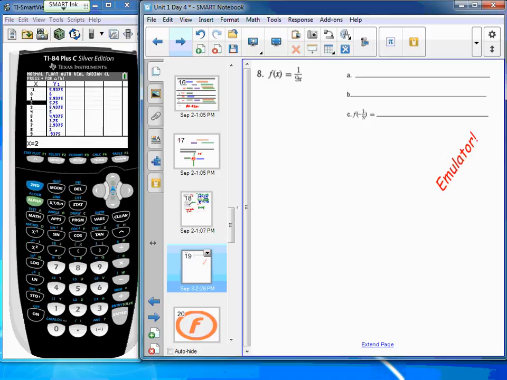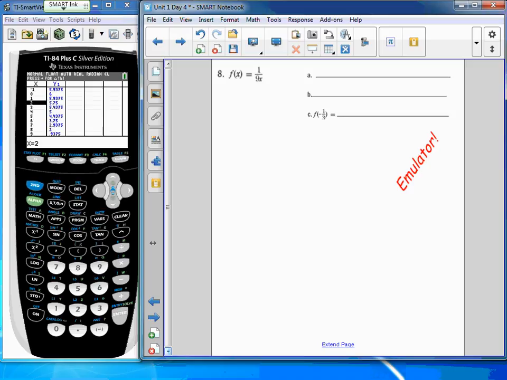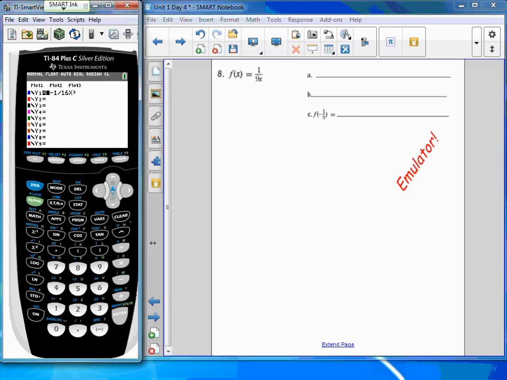To do that, we're going to utilize the emulator up here, and we're going to follow along carefully. So here we go. In order to enter a function into my graphing calculator, I go to the y equals menu. Everybody go to your y equals menu and make sure that anything that's in there is cleared out by pressing that clear button underneath the arrow pad.